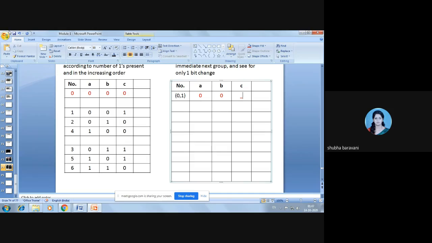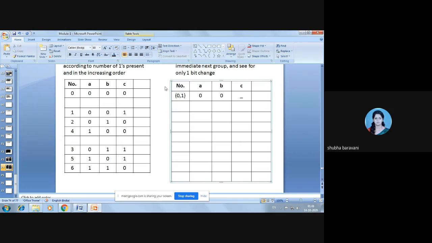Is this understood? Yes, ma'am. Everyone? Yes, ma'am. Newcomers who have joined now, you have to take care. Others, is this clear? Shall we proceed? Yes, ma'am.